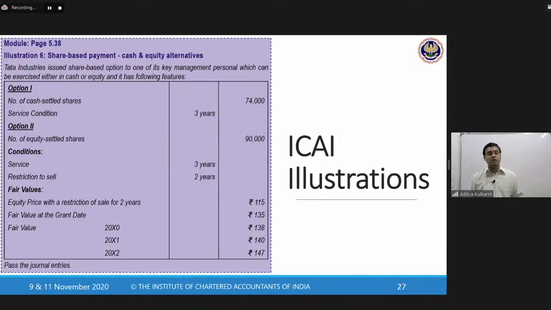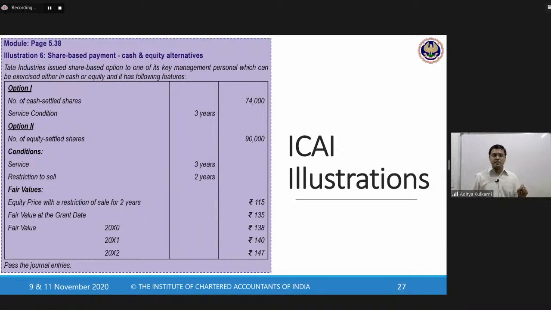Now, this is illustration 6. Tata Industries issued a share-based option to one of its key managerial personnel, which can be exercised either in cash or in equity. It has the following features. Number of cash settled shares, which means SARs, is 74,000 with a service condition of 3 years. So this is a SAR. Now option 2, number of equity settled shares is 90,000. This is the equity option. If the employee wants cash, it will be 74,000. If he wants equity, it will be 90,000.